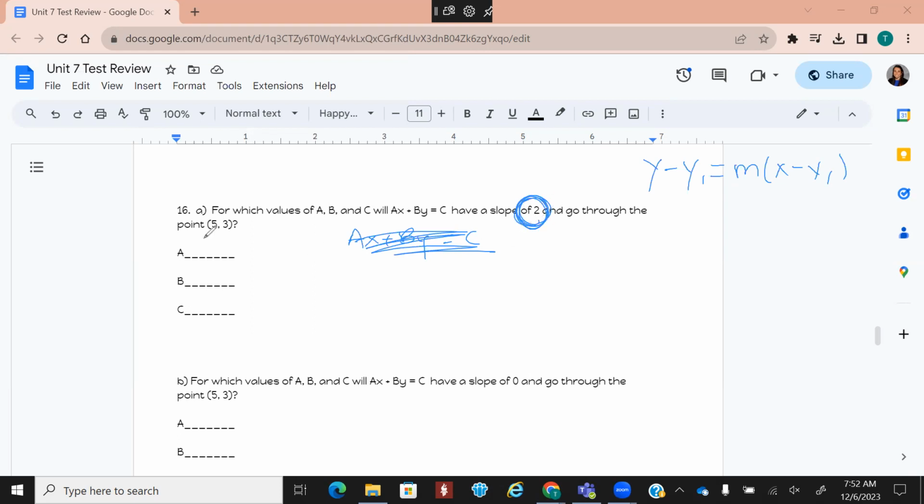We have a slope of 2 and we got the point 5 comma 3. So let's plug that in. Y minus 3 equals 2 times x minus 5. Everybody see how I plugged that in? Okay, so now we're going to distribute this 2, and that's going to give me y minus 3 equals 2x minus 10. Again, good so far.